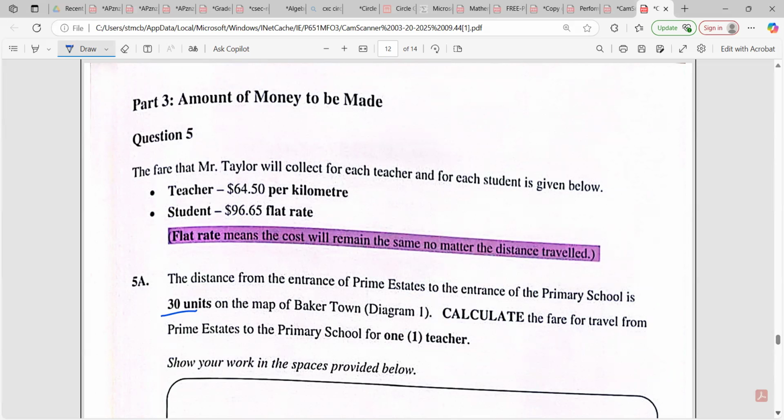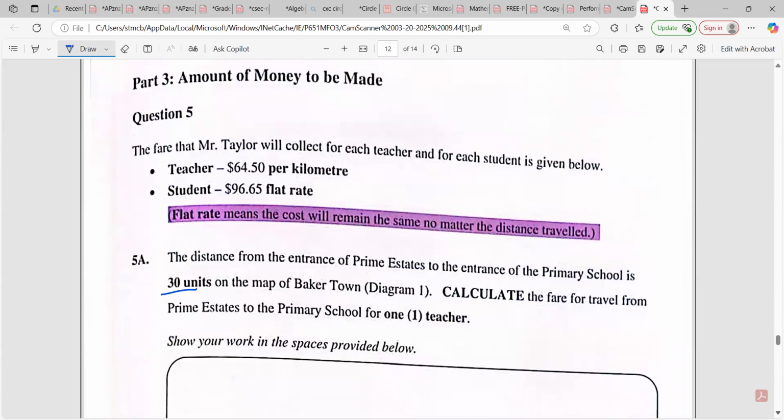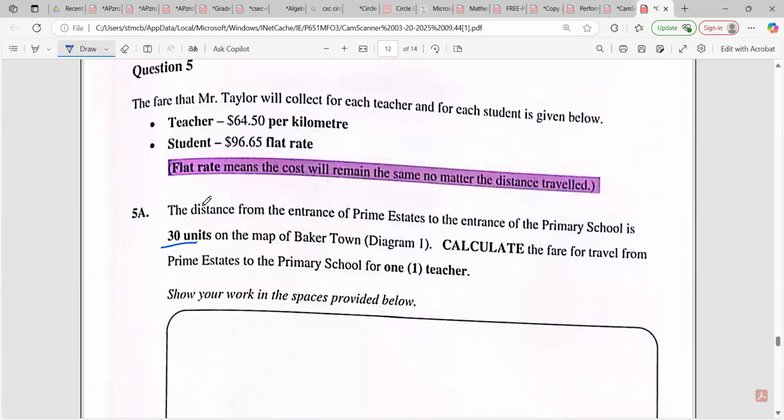All right, so basically, I didn't see anything go wrong up there. So it's not 5A, I think it's 5B persons we're talking about. The distance from the entrance of Prime Estate to the entrance to the primary school is 30 units on the map. Yeah, calculate the fare of travel from Prime Estate for 1 primary school teacher. So it's 1 teacher and the rate is $64.50 per kilometer. So we know it's going to be 64.50, that's our rate, and of course it's 30 units.